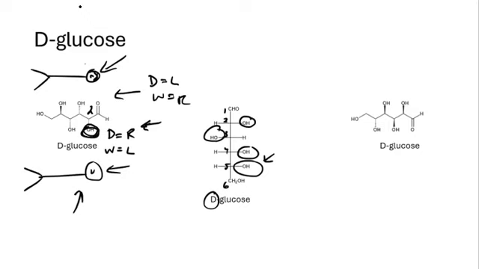Now keep in mind, when you draw D-glucose, I drew it one way. Your professor could show it a different way, where maybe they rotated it so it looks like this. Or they could have flipped it around to look like this, where the carbonyl is on the left side.